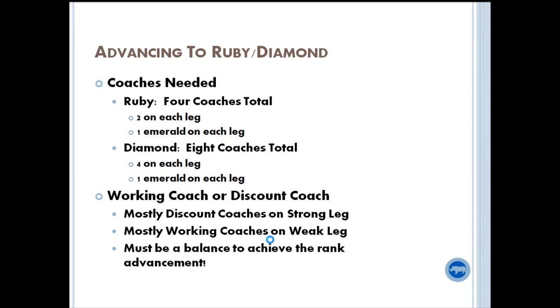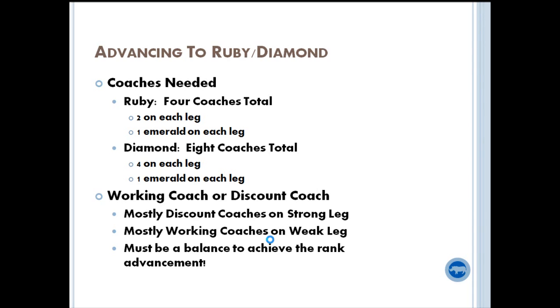Ruby is often skipped over simply because you often have enough total coaches, the 8 total coaches that you need, 4 on each leg, already done by the time you get 2 of them to go to Emerald. That's a very common case where you have enough coaches, but you don't have anybody going to Emerald yet. And so you never become Ruby because by the time you get those 2 Emeralds, you already have enough coaches and boom, you're Diamond. So you just go straight from Emerald to Diamond. A lot of people do that.